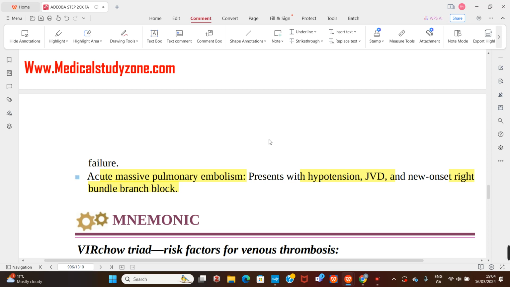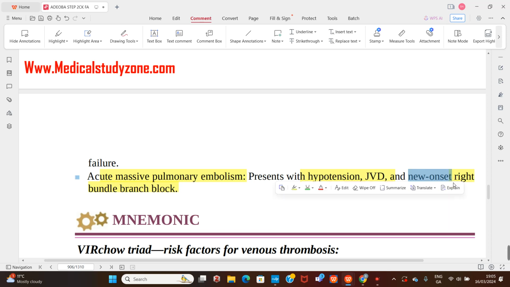Now having hypotension and raised JVD, you can say confidently that is a massive pulmonary embolism, and you immediately need to thrombolize. That's not the time to give anticoagulant. You thrombolize to break up that clot. Very, very important because of the hemodynamic instability that you have seen. Raised JVP and hypotension.